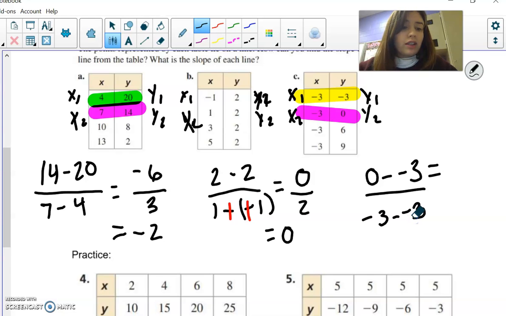Okay, subtracting a negative is like adding a positive. So we're going to make that a 3 on top. And then we have negative 3, and subtracting a negative is like adding a positive. So negative 3 plus 3 gives us 0.